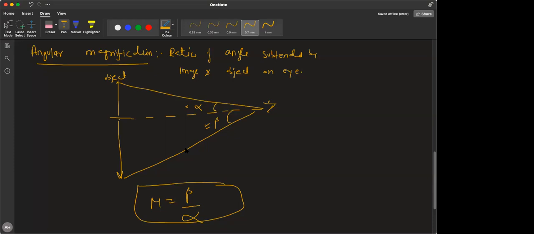Okay, so I will stop here. We'll try to finish this, the compound microscope and everything, in the next class. The small derivations. Okay, so let's stop here. We'll continue this in the next class.